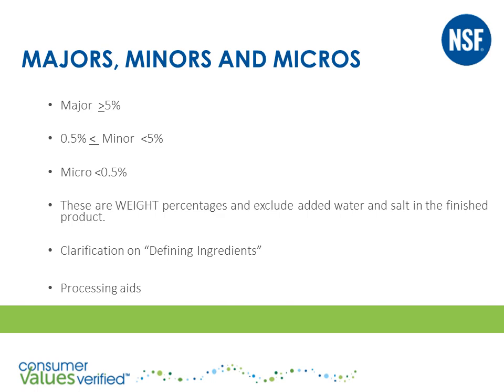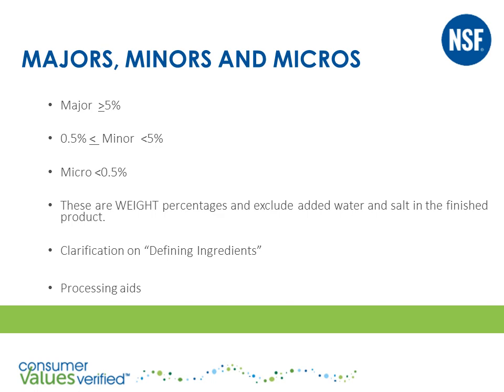So once an input is defined as high or low risk or non-risk, it's further classified as major, minor, or micro ingredients. So in other words, what percentage is the input in the finished product? If the input is greater than 5%, it's considered a major ingredient. If it's less than 5% but greater than 0.5%, it's classified as a minor. And inputs that are less than 0.5% in the finished product are classified as micro ingredients.